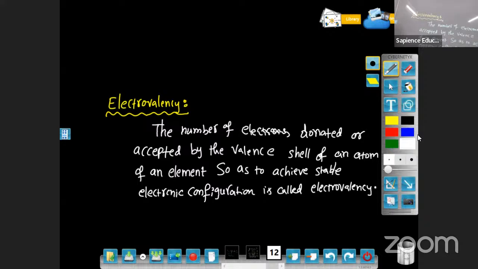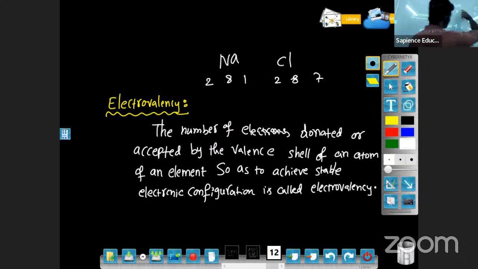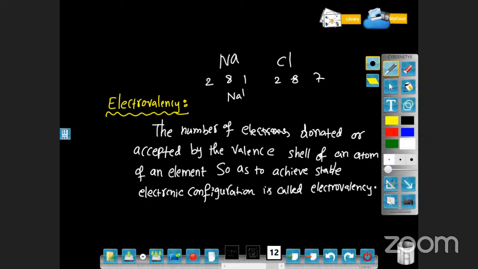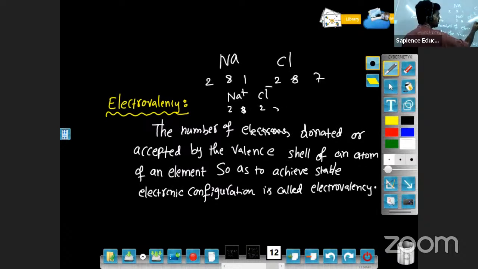Okay, see the definition. The number of electrons donated or accepted by the valence shell of an atom of an element, that's what we say is electrovalency. I will explain with an example. Don't write, just listen. Later you may copy. Na and Cl. What is the sodium electronic configuration? First, 2,8,1. Chlorine is 2,8,7. Is this stable? No. That's why sodium is losing this one electron. It becomes Na+ with 2,8 configuration. Cl is gaining that one electron and becomes Cl- with 2,8,8.